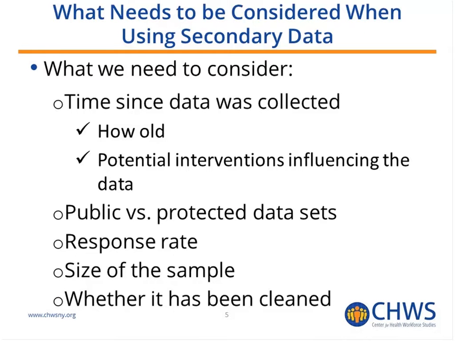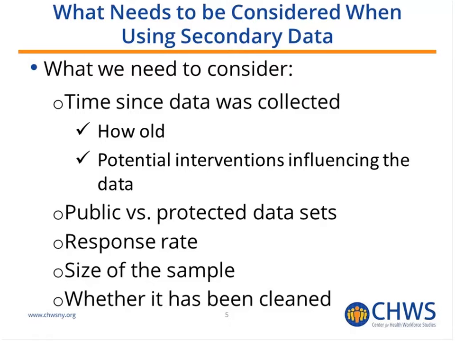So going past time, cost, and convenience, you've got to think about your secondary data set. How old was it? When was it collected? How big is the sample size? Does it make sense for what you're trying to do? And along with the age of the data, you also have to consider different interventions that may have happened during the time the data was collected.